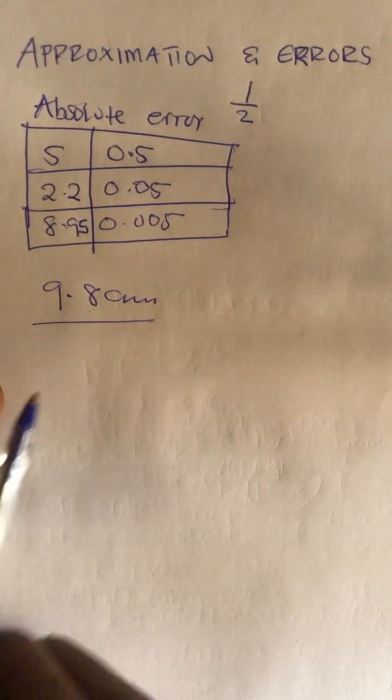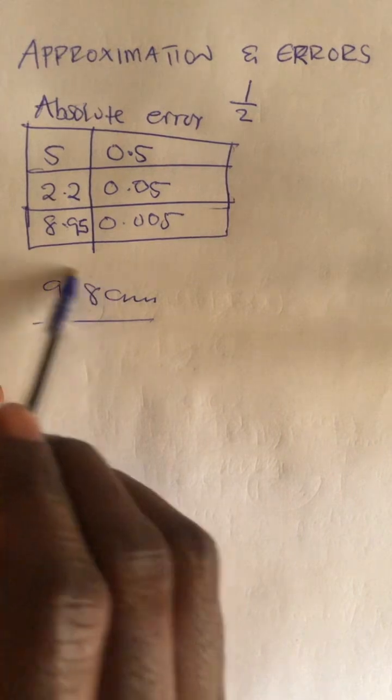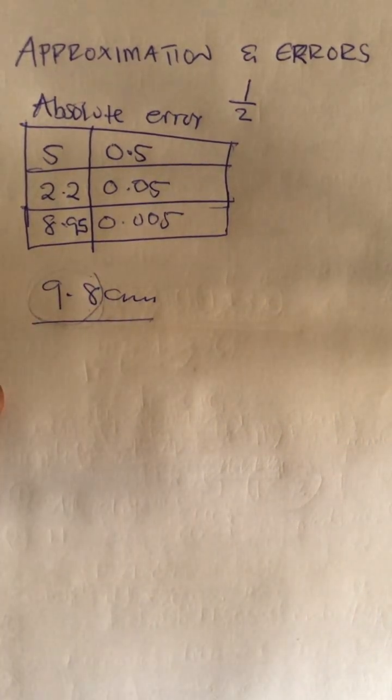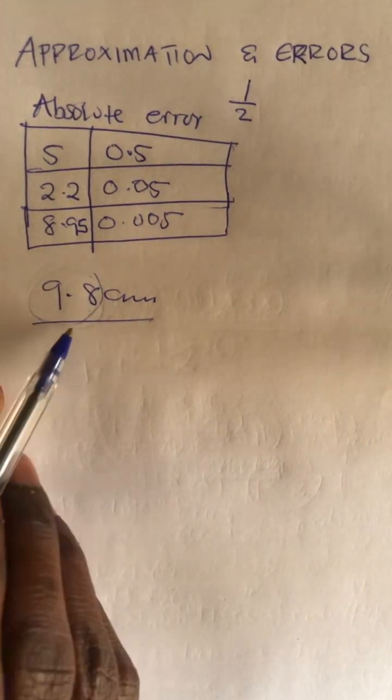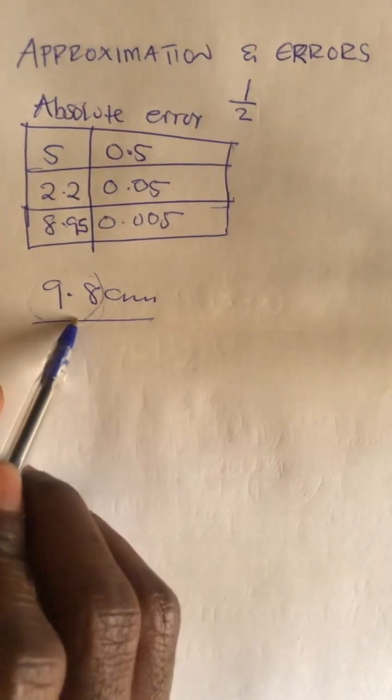So in this case, we are saying a teacher measured a tree with length 9.8 centimeters, meaning the absolute error from this measurement is 0.05.